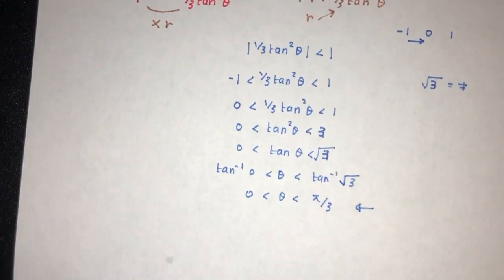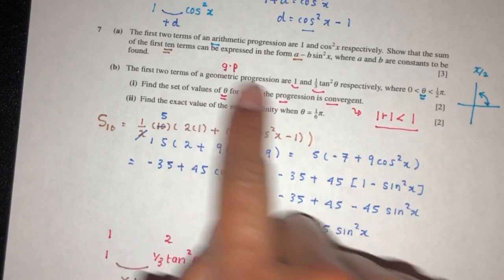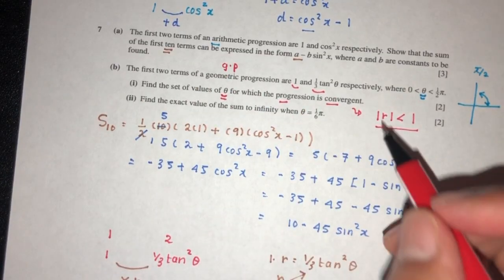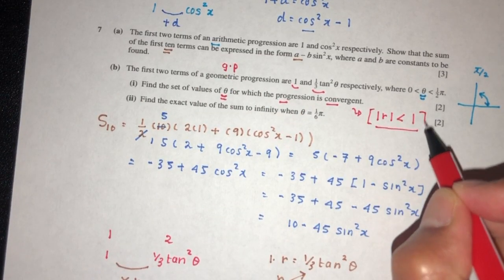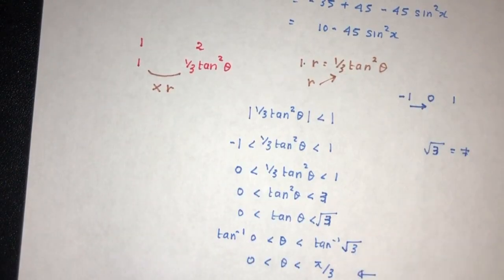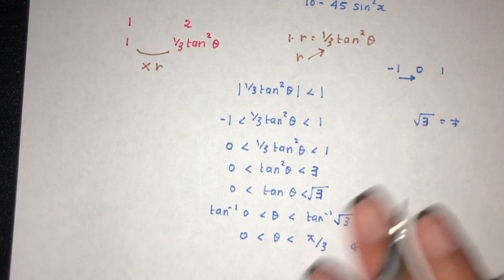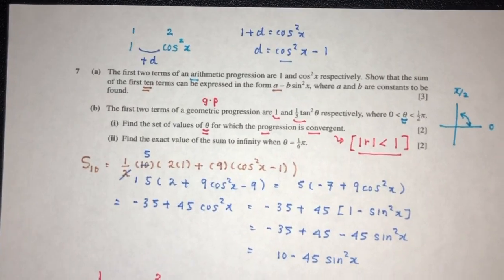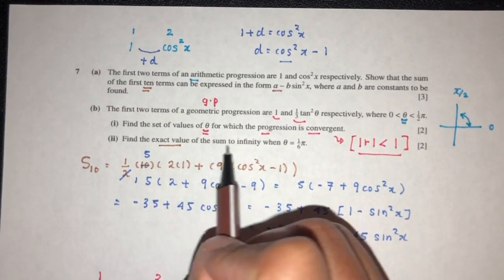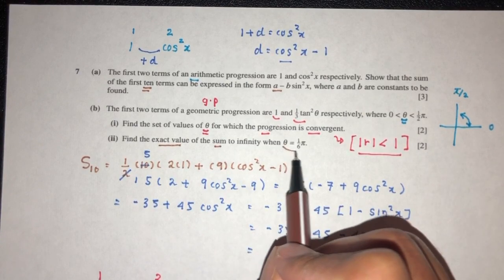So the set of values of theta will be this one. Again, the main thing is that our GP is convergent when we have this. That's the main thing we have to know, and then from this we can proceed step by step and solve for the values of theta. Okay, so let's move on to part 2. We have to find the exact value of the sum to infinity when theta is this.